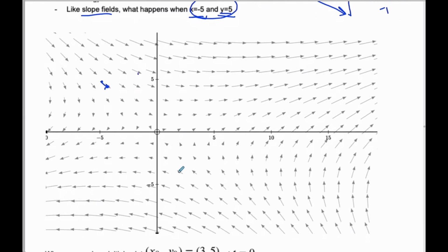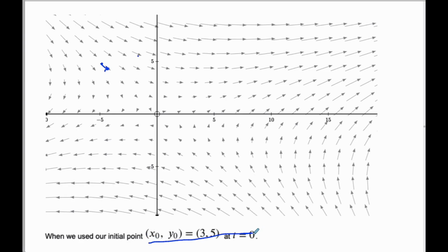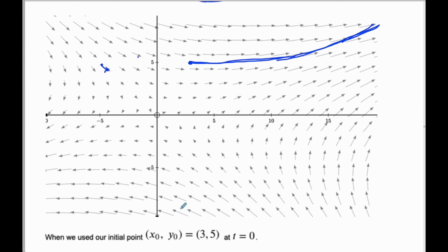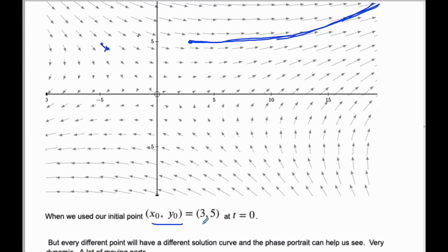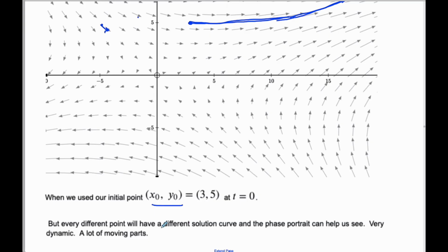Now when we consider our initial point from last time, which was (3, 5) at t equals 0, that's roughly here. If I follow the arrows, they take me really up along here. So here is an estimate of the solution curve that we covered with the initial value of (3, 5) at t equals 0. But as you can see, every point will have a very different solution curve, and the phase portrait can help us see that. It's very dynamic. There are a lot of moving parts.